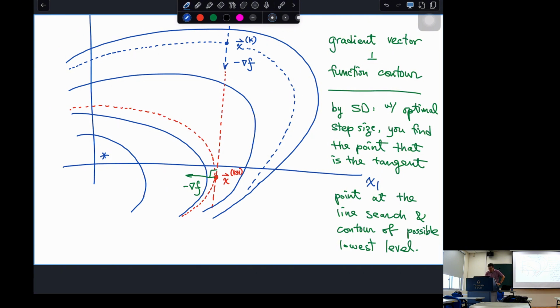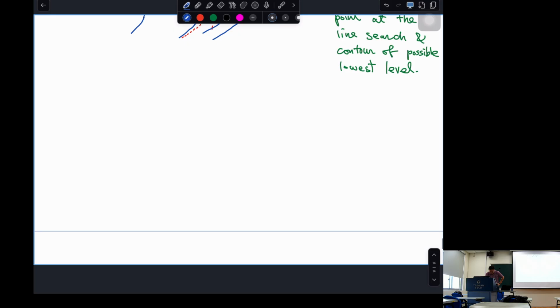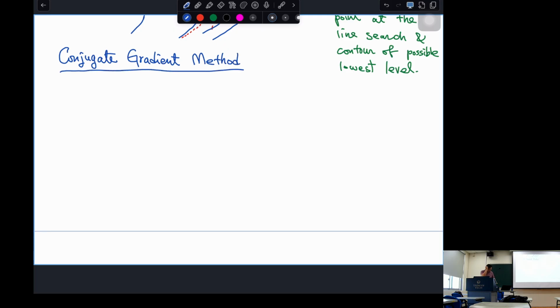Okay, so the method I'm introducing is called the conjugate gradient method. Okay, so what does conjugate direction mean? So let me define this word conjugate.